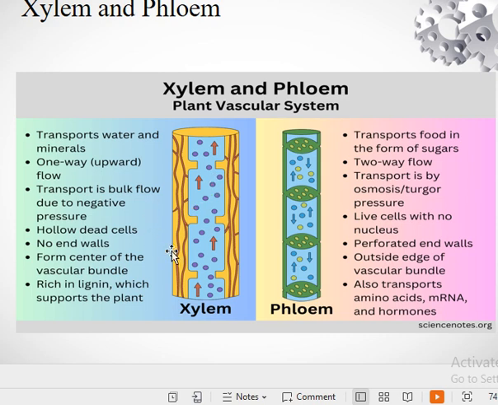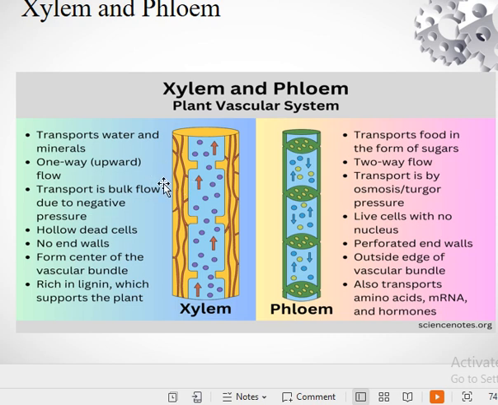Xylem is made up of dead cells because dead cells form long hollow tubes without any cell contents, which makes it easier for water and minerals to flow smoothly from roots to leaves. That's why xylem is made up of dead cells. By the manufacturing of dead cells, xylem is very strong and thick.